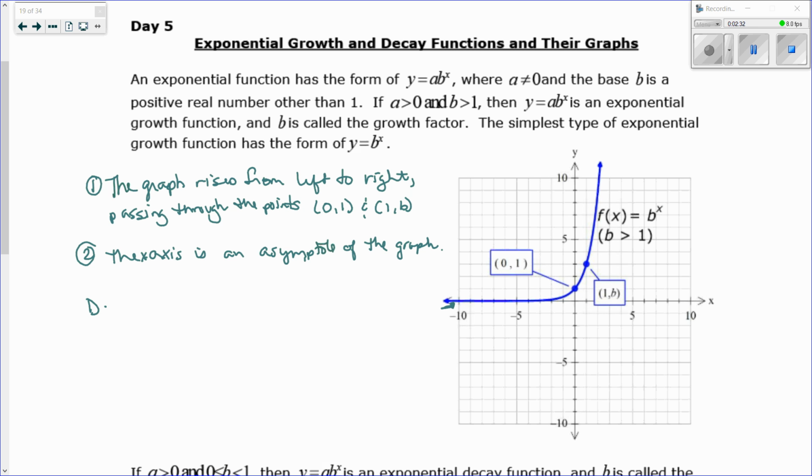The domain of this function, my x values, I have no restrictions on them. So the domain of f of x equals b to the x would be all real numbers. And we're talking about the domain, might as well talk about the range. So the range is, if you notice, I don't go below the x-axis, therefore I don't have any negative y values, and I don't touch the x-axis, so therefore y has to be greater than 0.